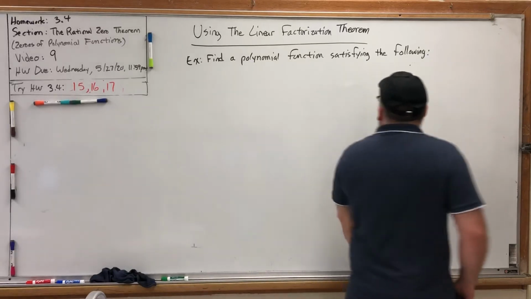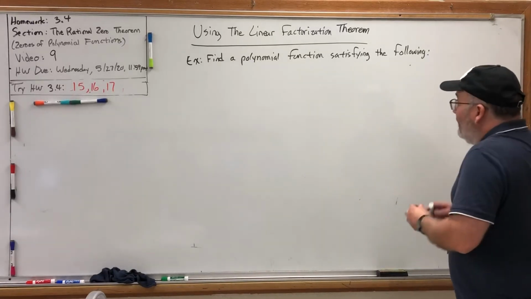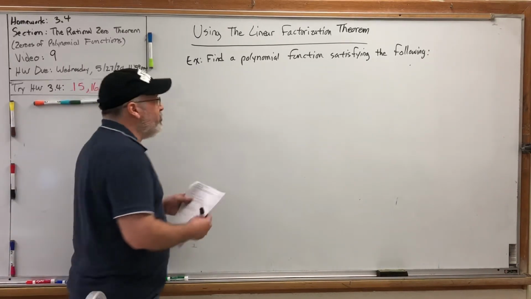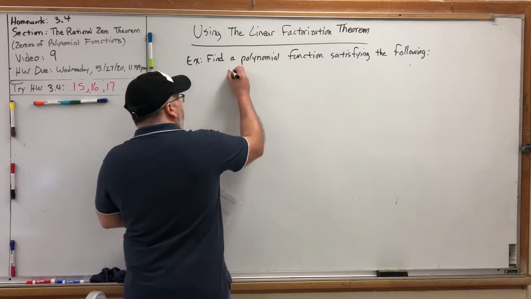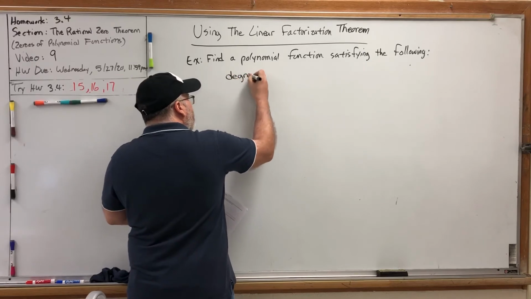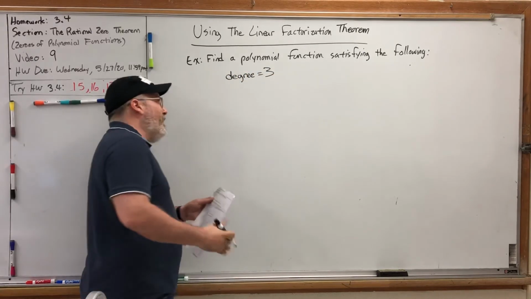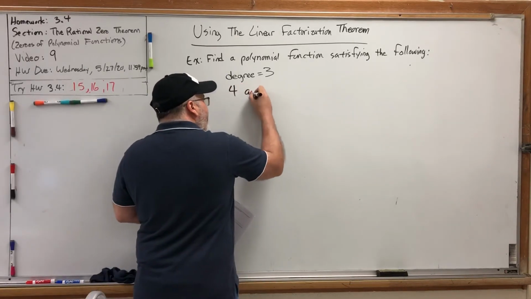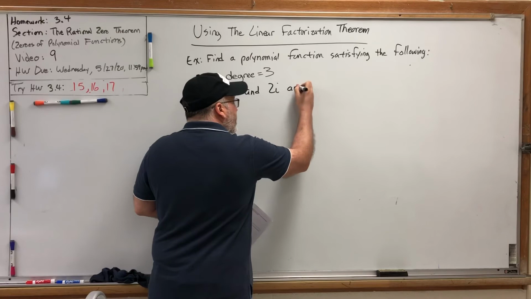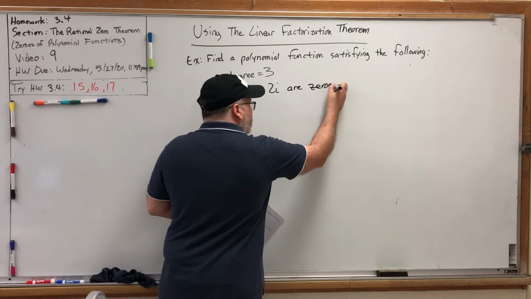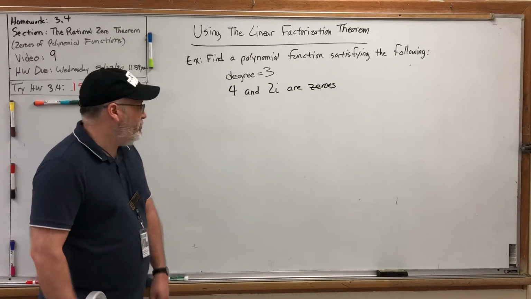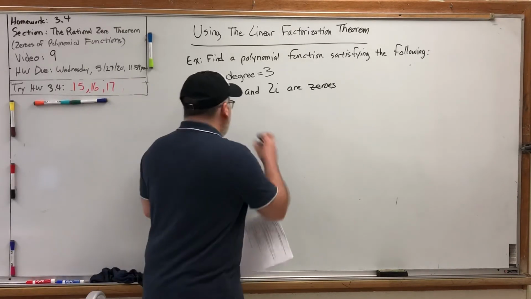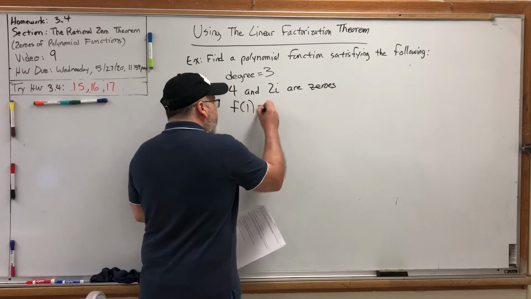All right, so let's use the linear factorization theorem. We're going to find a polynomial function that satisfies some given requirements. Requirement number one, the degree equals 3. So the highest power would be x to the third power. 4 and 2i are zeros. So if we put the function equal to 0 and solve it, one of the solutions is 4, one of the solutions is 2i. And f of 1 equals 30.